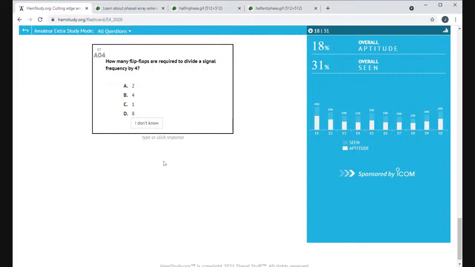How many flip-flops are required to divide a signal frequency by 4? A. 2, B. 4, C. 1, D. 8. I'm going to guess A. 2. That is correct.